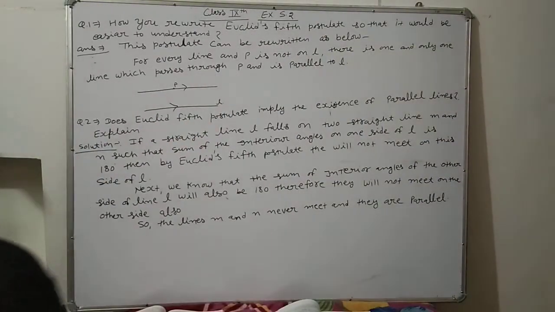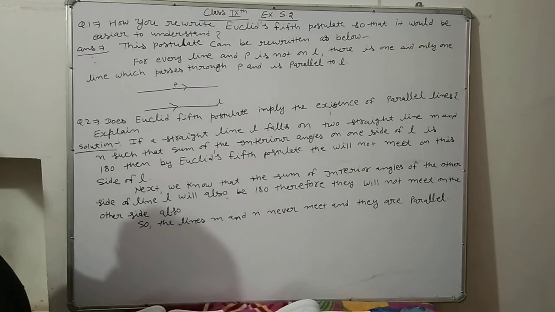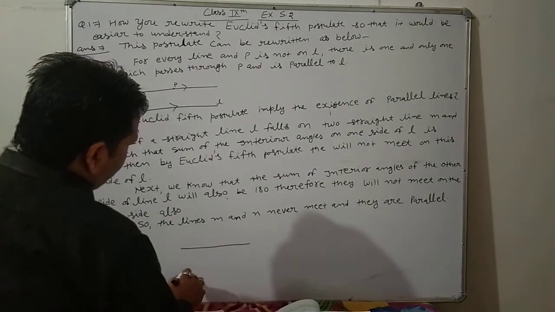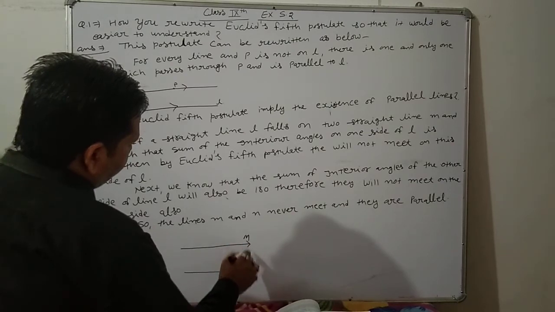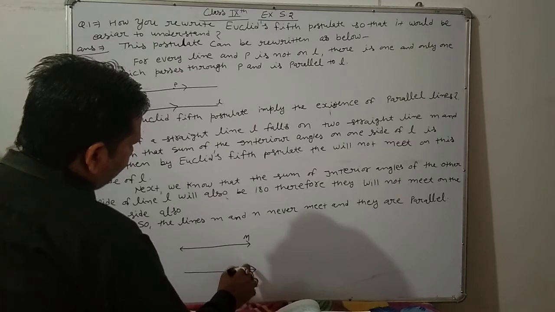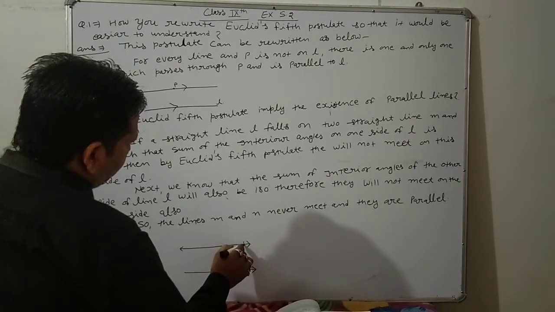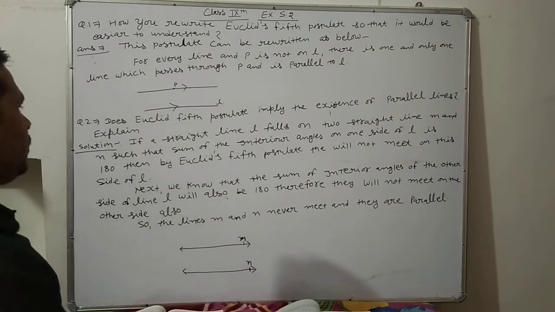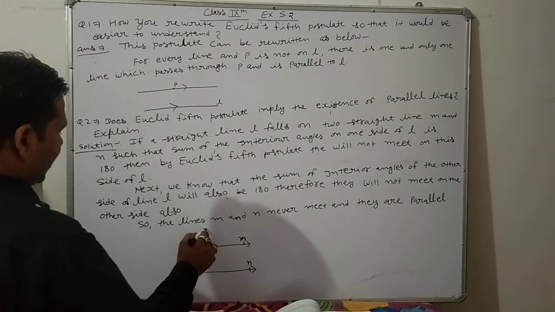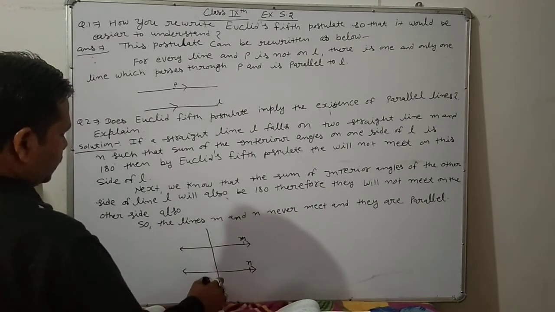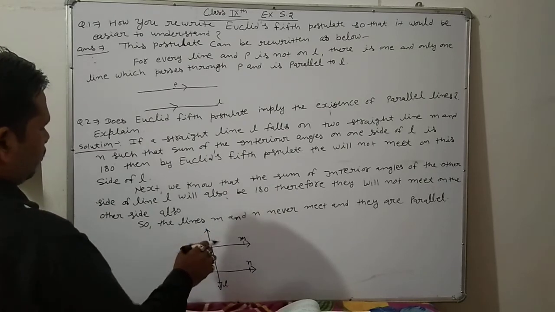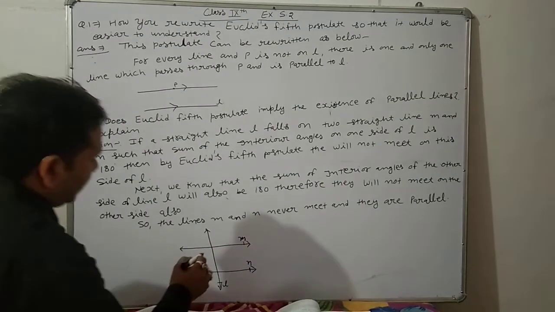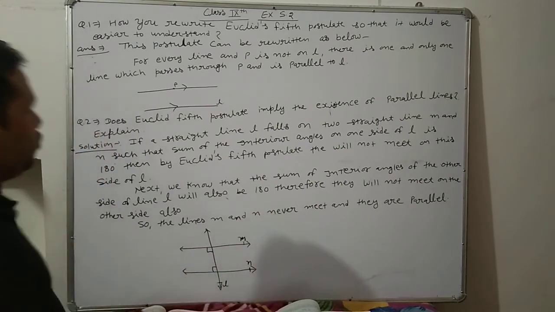Okay, let's make a diagram. A straight line L falls on two straight lines M and N such that the sum of interior angles... It means these are two straight lines whose names are M and N, and this is straight line L, which falls on the two straight lines M and N such that these are interior angles.